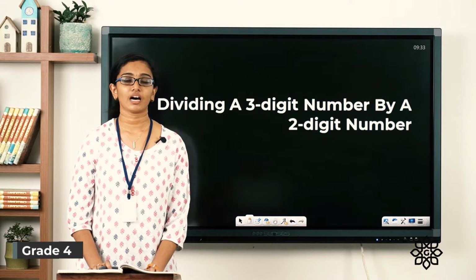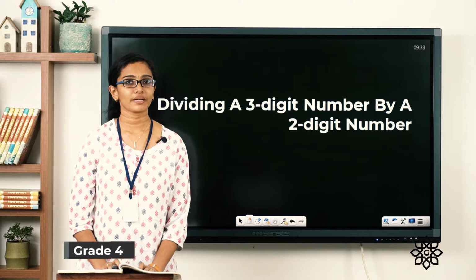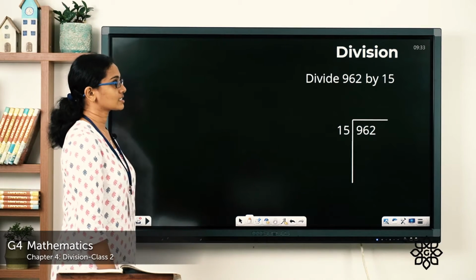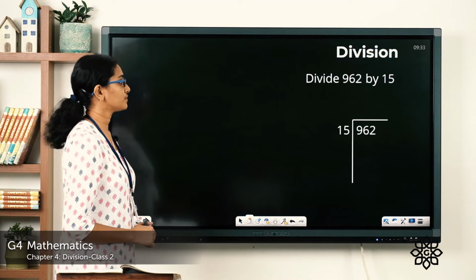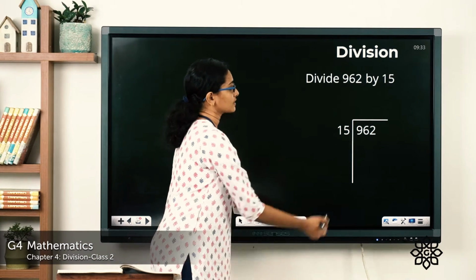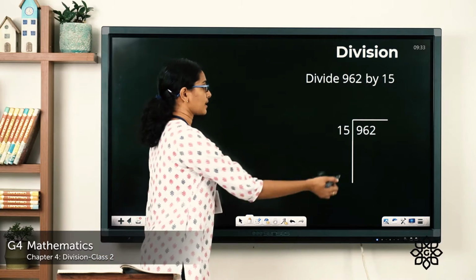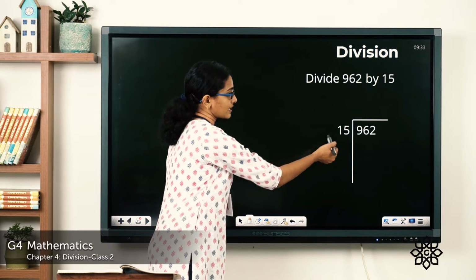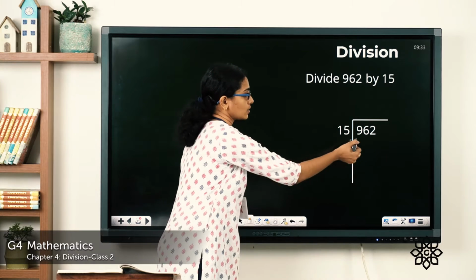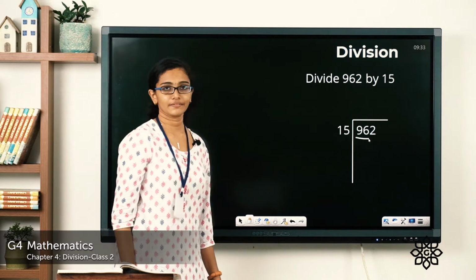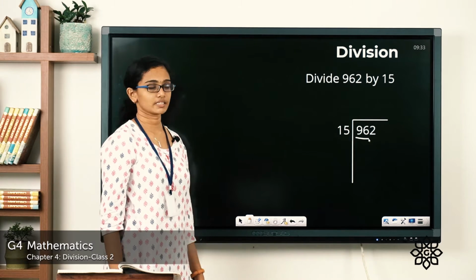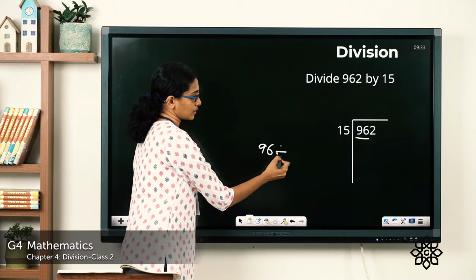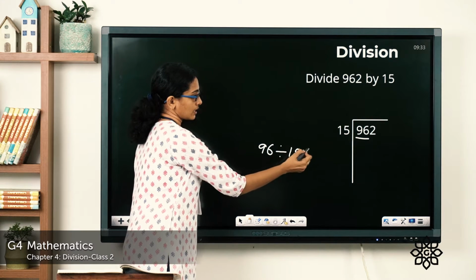Today we'll learn how to divide a 3-digit number by a 2-digit number. Look at this question given here, 962 divided by 15. So here we have the 3-digit dividend divided by the 2-digit divisor. Since we are dividing with a 2-digit number, let's look at the first 2 digits of the dividend, which is 96 here. So we are going to divide 96 divided by 15.